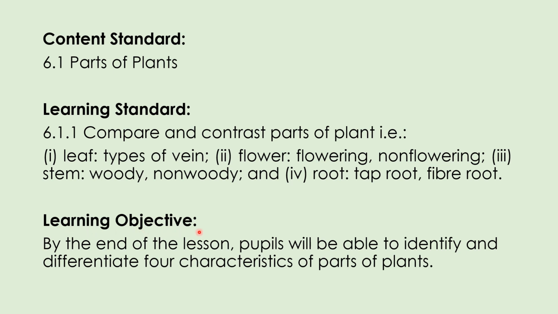Learning objective for this lesson. By the end of the lesson, pupils will be able to identify and differentiate 4 characteristics of parts of plants.